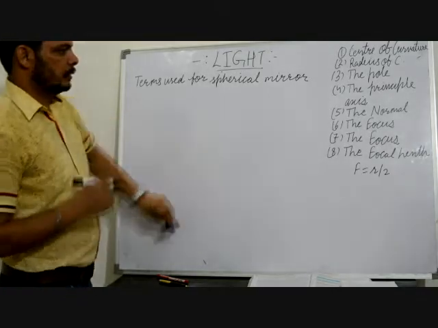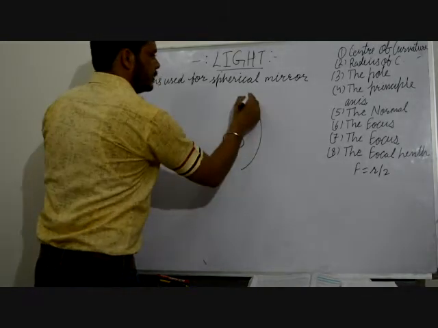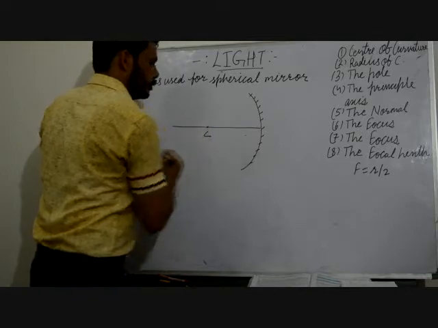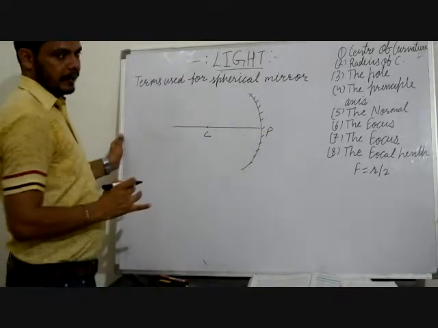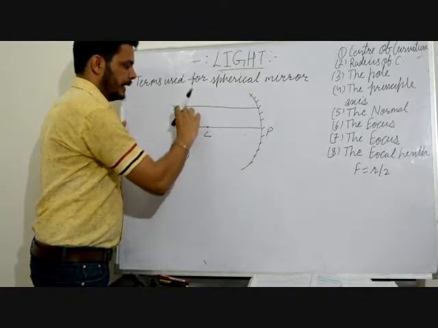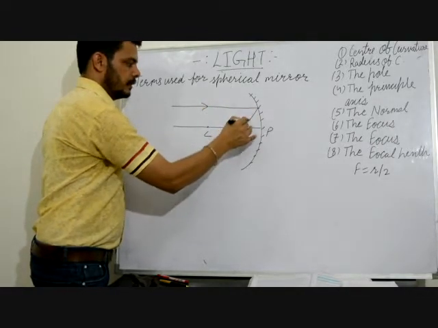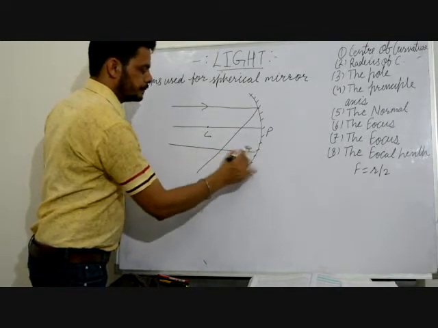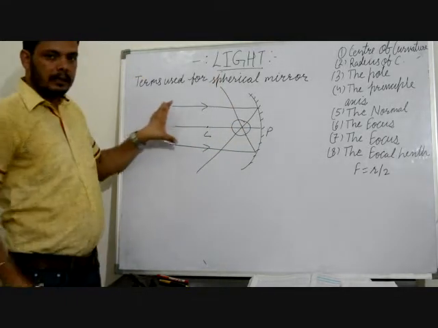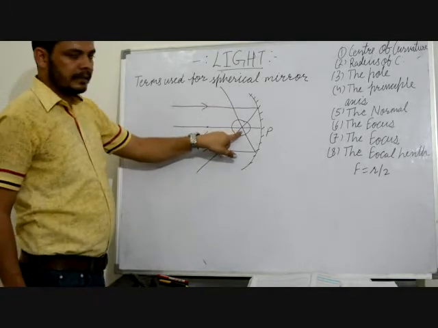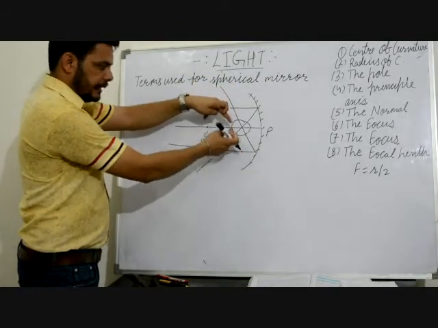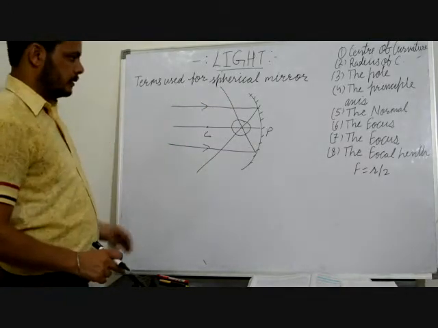Now the next thing is the focus. If you have the mirror, and you have the principal axis, the center of curvature, and the pole here, then any ray which goes parallel to the principal axis comes toward the mirror and is reflected. The point where all the parallel rays meet after reflection is known as the focus.